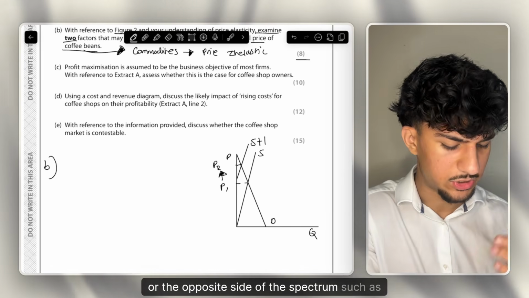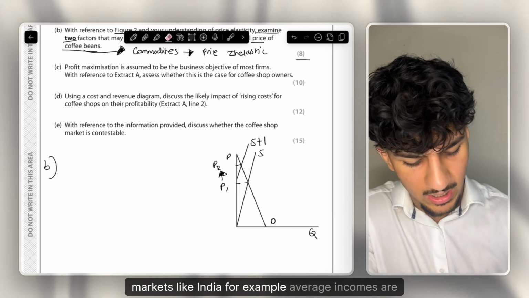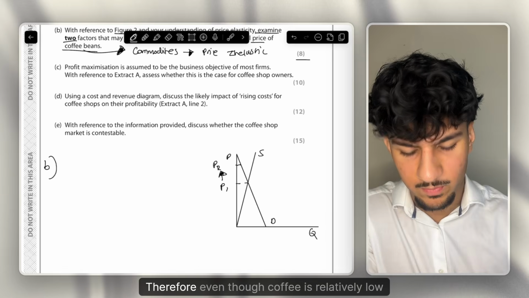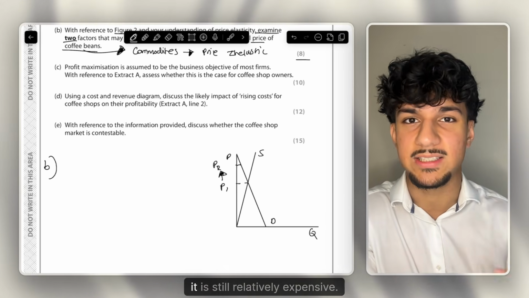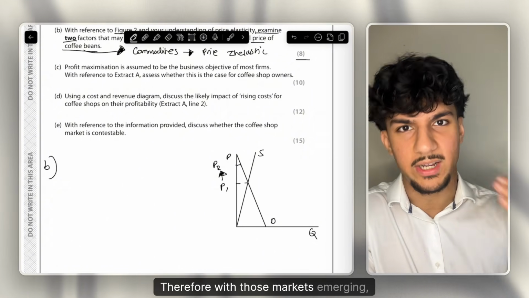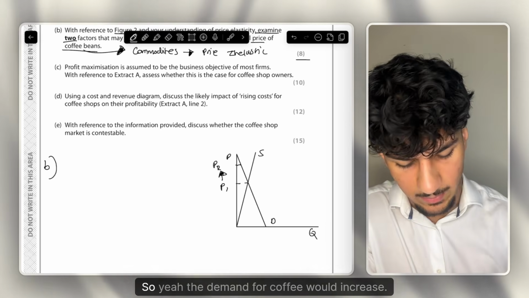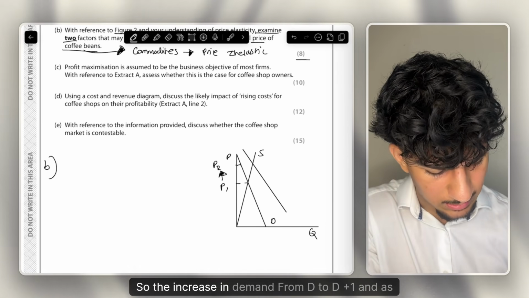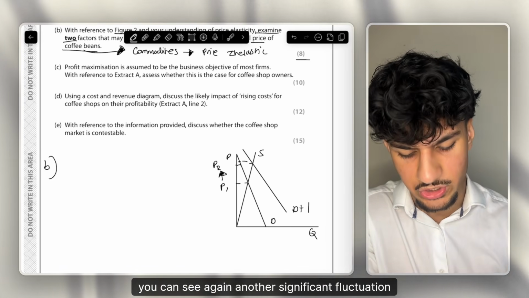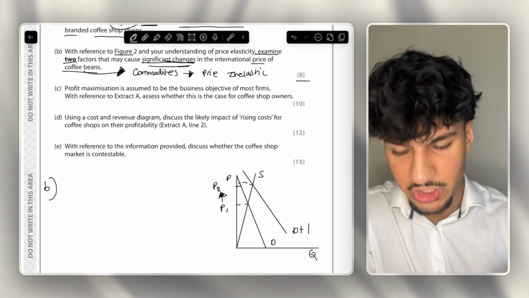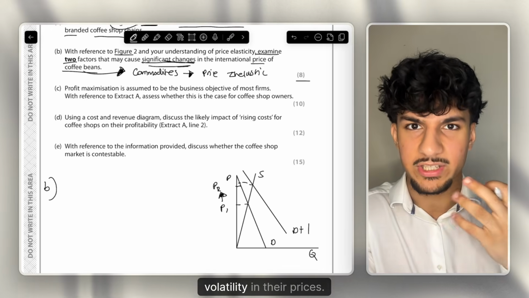On the opposite side of the spectrum, such as demand increasing, for example in new emerging markets like India, average incomes are becoming higher. Therefore, even though coffee is relatively low price, compared to their PPPs, their purchasing power parities, it is still relatively expensive. So with those markets emerging and growing, they're likely to demand more of this almost luxury good. So the demand for coffee would increase, from D to D1. And as you can see, again, another significant fluctuation, and as the question would word it, a significant change in the international price of coffee, showing that these commodities have massive volatility in their prices.